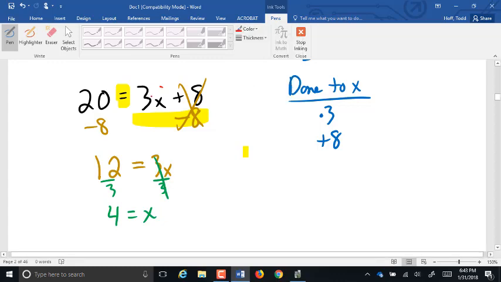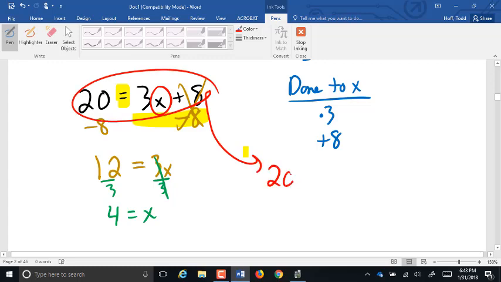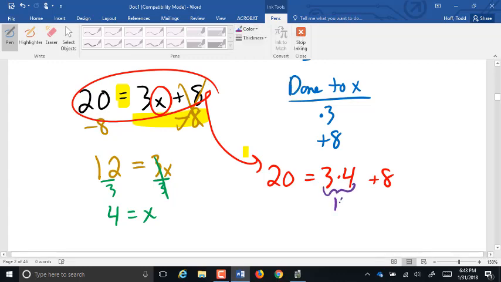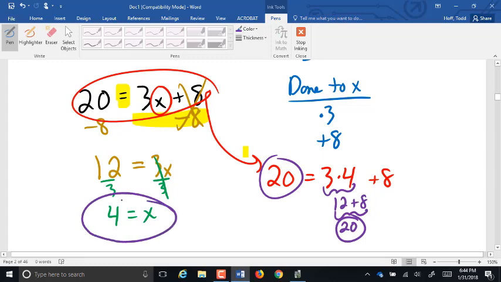We double check. Can we put 4 in there and make it work? Well, does 20 equal, instead of 3x, it's 3 times 4 plus 8? 3 times 4 is 12. 12 plus 8 is 20. So that does check out. 4 equals x, or x equals 4 is the solution to that equation.